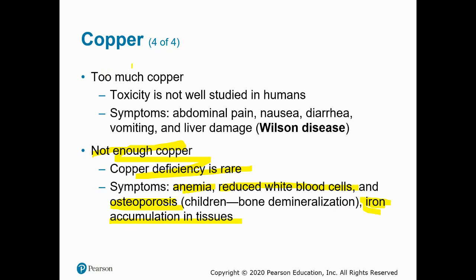And then too much copper. We don't know as much about too much copper at this point, but there is something called Wilson disease, which is a disease that results in liver damage due to excessive copper. The symptoms of too much copper are going to be the same that we're seeing: abdominal pain, nausea, diarrhea, vomiting. Your body is trying to expel this excess nutrient.